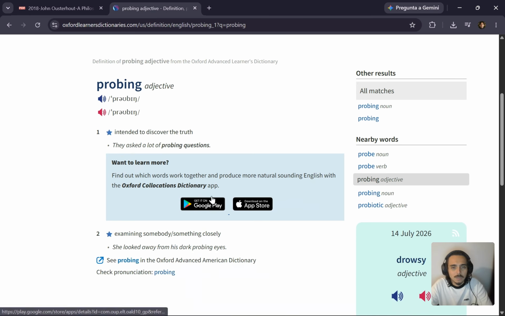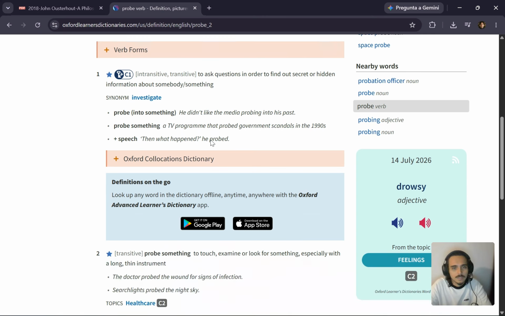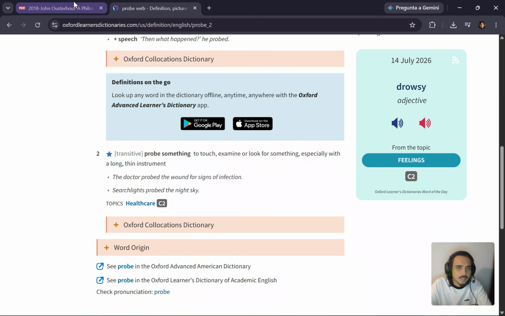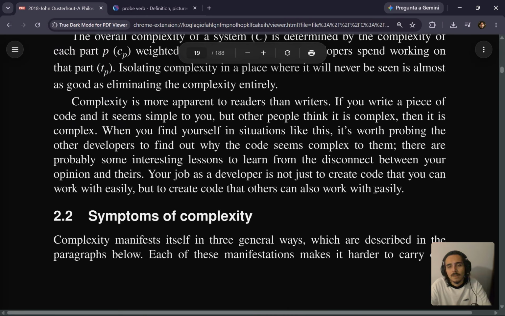Intended to discover the truth. Let's look for the verb: to ask questions in order to find out the secret. Yeah, kind of. Okay. It's worth probing the other developers to find out why the code seems complex to them. There are probably some interesting lessons to learn from the disconnect between your opinion and theirs. Yeah, biases are pretty dangerous.